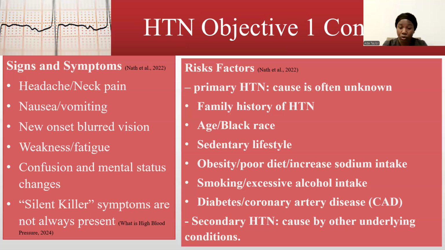Sedentary lifestyle, obesity, poor diet, increased sodium intake. Taking too much salt puts you at risk for getting high blood pressure. Smoking can also put you at risk for high blood pressure. Excessive alcohol intake can put you at risk for high blood pressure. Other diagnoses can also put you at risk for high blood pressure, such as diabetes mellitus or coronary artery disease.